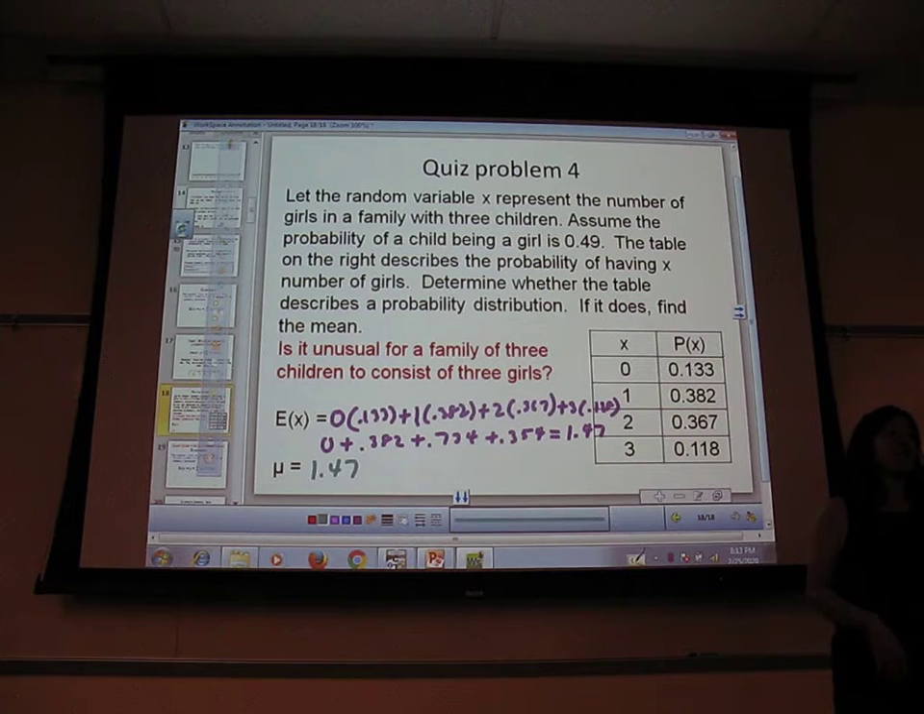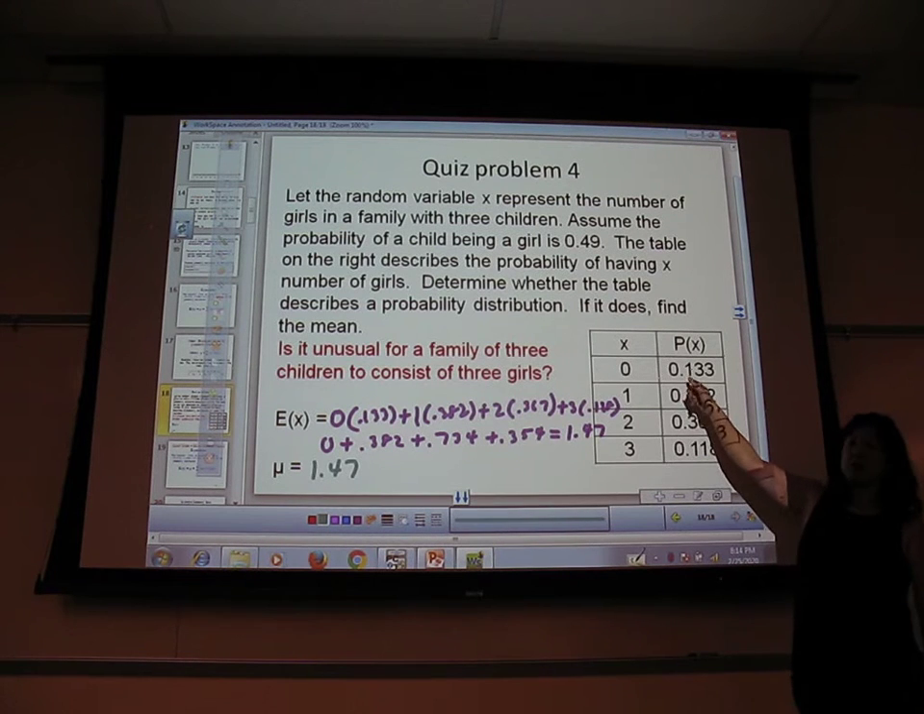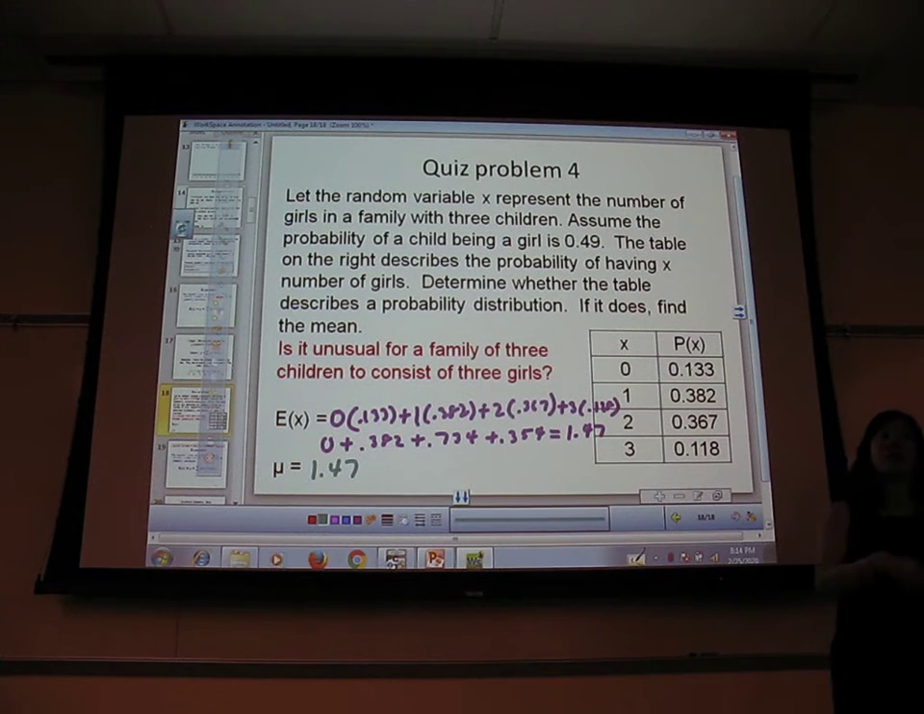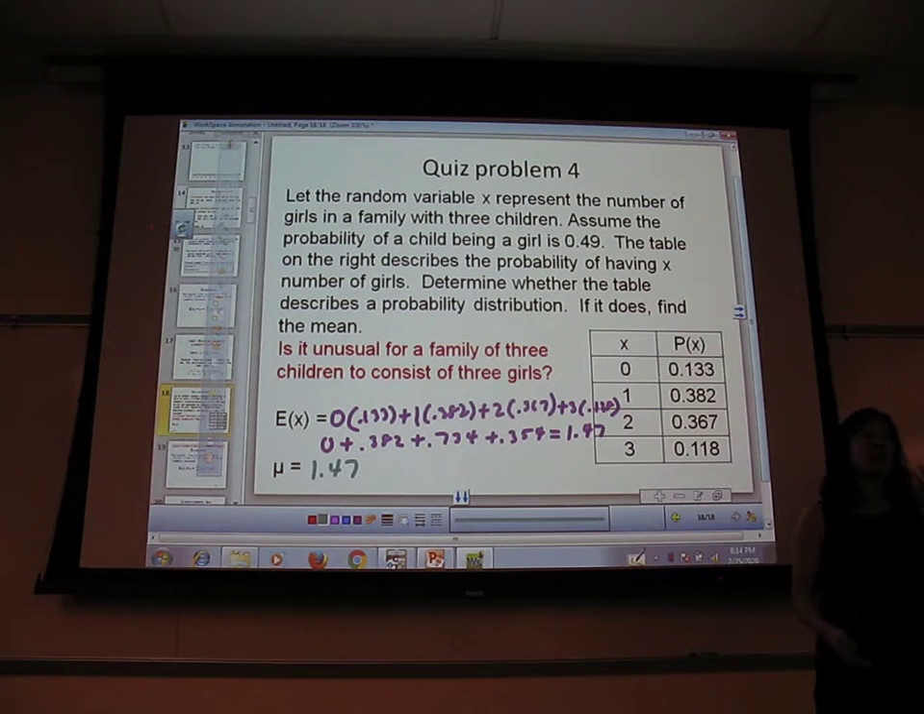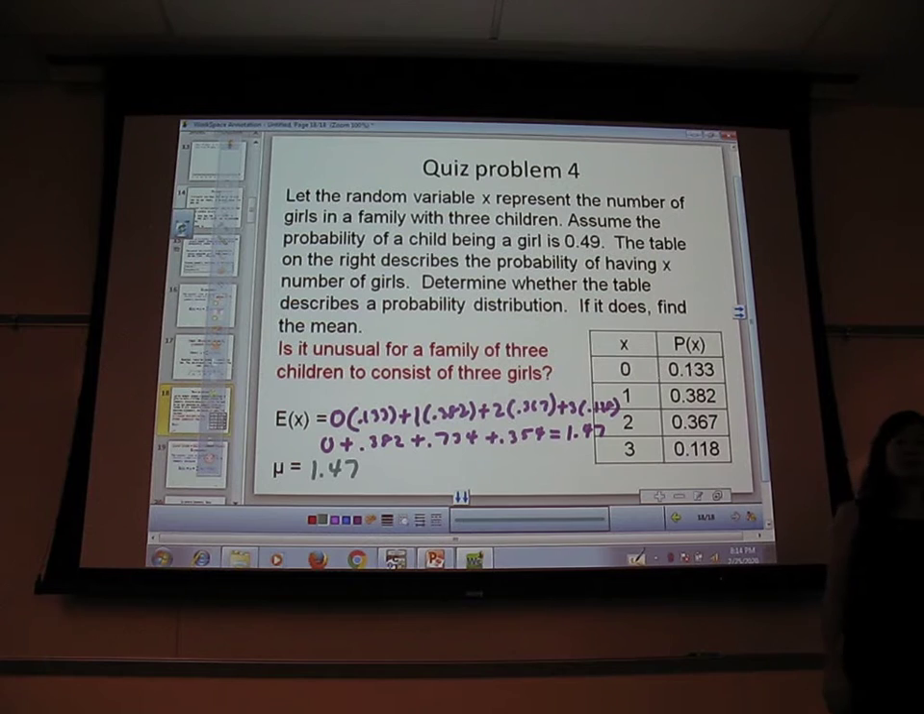So girl and girl and girl and we multiply. So 0.49 times 0.49 times 0.49, you will get 0.118 if you multiply those. What's the probability you get no girls? What's the probability that the first kid is not a girl? 0.51. Second one, 0.51. Third one, 0.51. Not a girl and not a girl and not a girl and we multiply. So 0.51 to the third power, that's where you get 0.133.